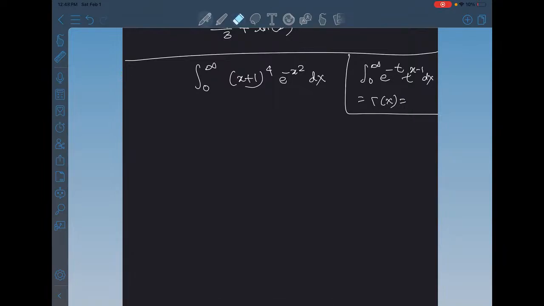So now, x minus 1 factorial. If we know this, how can we use it? The thing is, if I use it, the limits of integration will get messed up. So that's a problem.